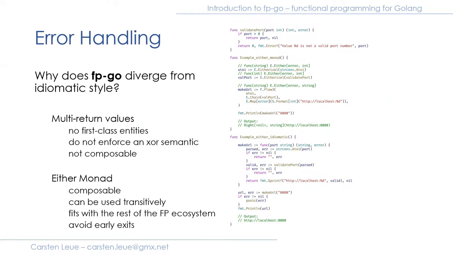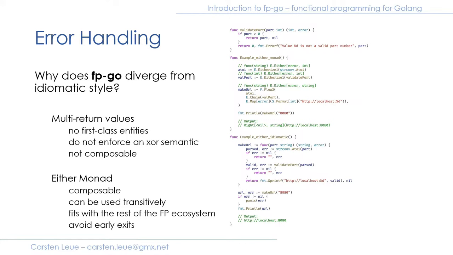In the top example, you can see this make URL function, which does a sequence of operations. It converts a string to an integer, then validates that the integer is a port number, so it's positive basically, and then it formats it as a string.